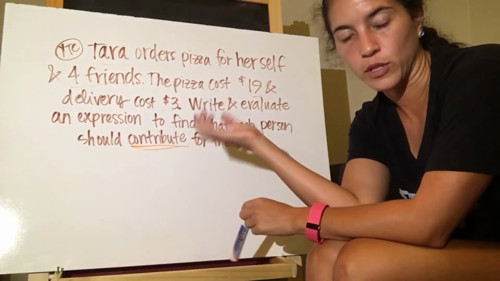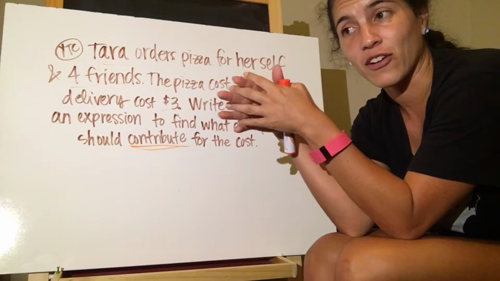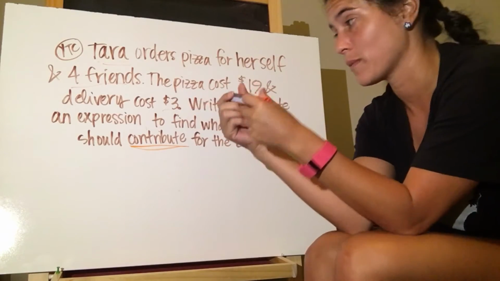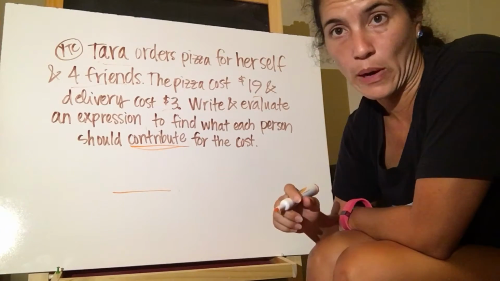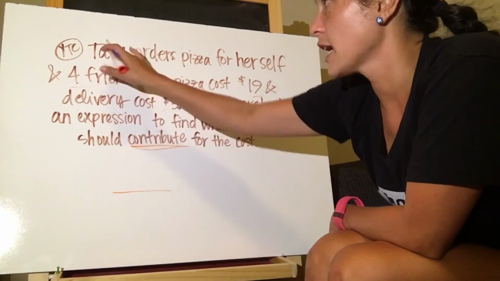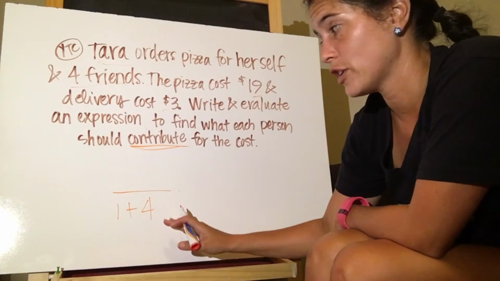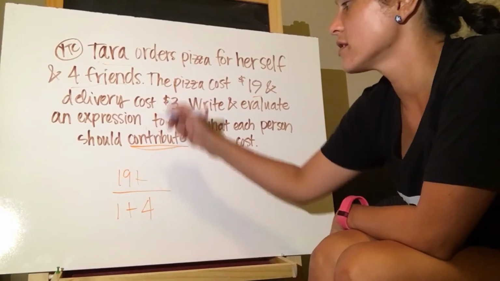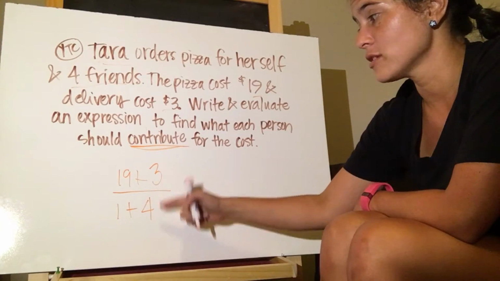So in this problem, if they are contributing, they're all going in to pay together, then this is going to be a division problem because they're taking the total cost and they're going to divide it between the people. So if you are going to write an expression, it's going to be a division problem, and they're dividing it among the people. So there is Tara and 4 friends. So Tara plus 4 friends. So your denominator is going to start with Tara and 4 friends. Now the total cost up here is going to be the pizza plus the delivery cost. So we have pizza plus delivery and friends.